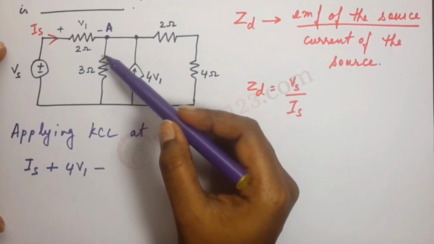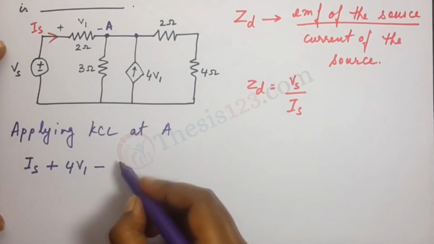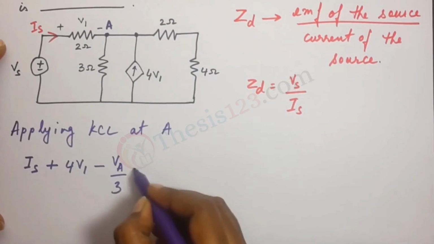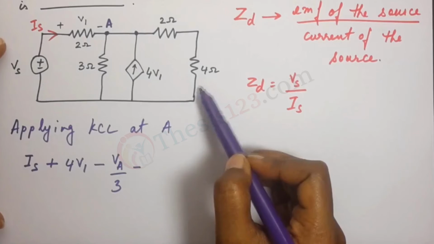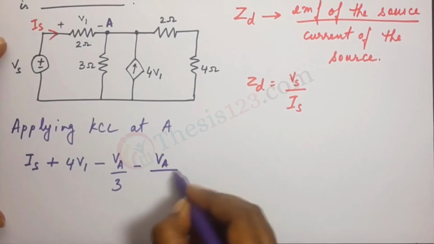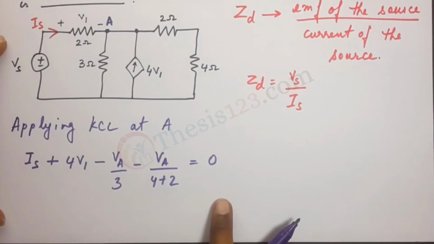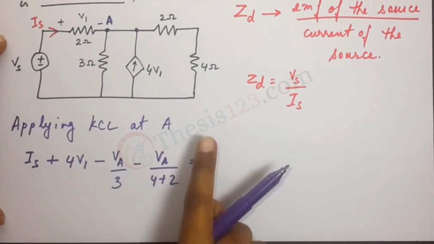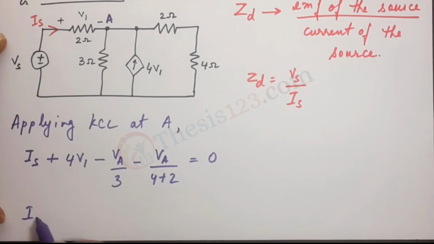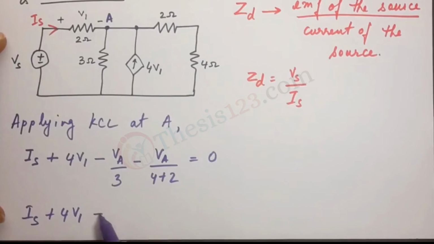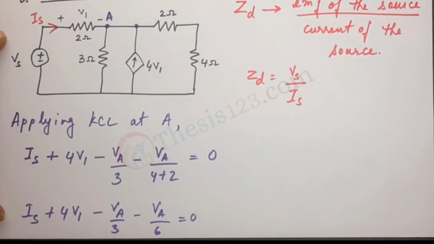Okay, minus. Now we are going to take a look at this branch and this branch here. So it is VA by 3 minus VA by the sum of the resistances in this branch. So that's 4 plus 2, VA by 4 plus 2 is equal to 0. Now this is our current equation for the entire circuit at that node A. So we now have Is plus 4V1 minus VA by 3 minus VA by 6 is equal to 0.